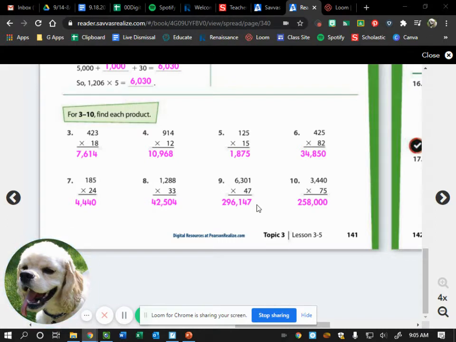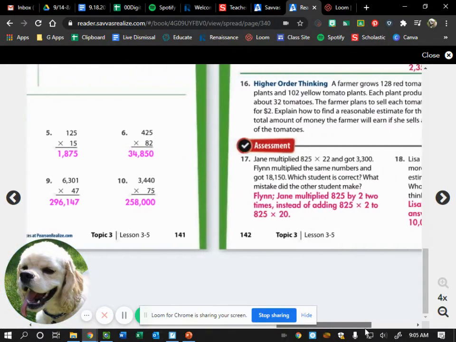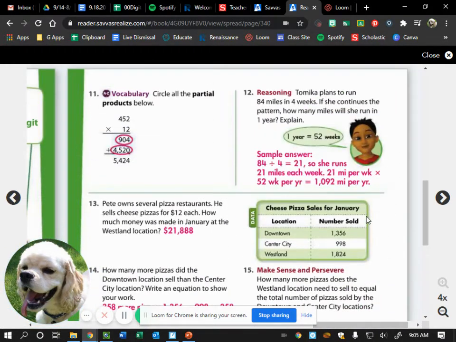All right, so then we had number 11, which is on the next page. Scroll up. All right, so ready to rock. We've been talking about partial products a lot lately, 5th grade. Our partial products for number 11 are 904 and 4,520. So you should have circled those two numbers because remember, a product is the answer to a multiplication problem. The partial products are kind of the two answers we get before the final product, and we just have to add them together to get the final product.